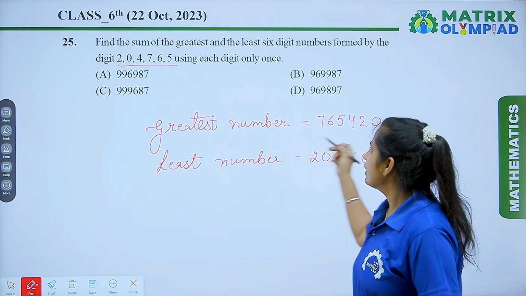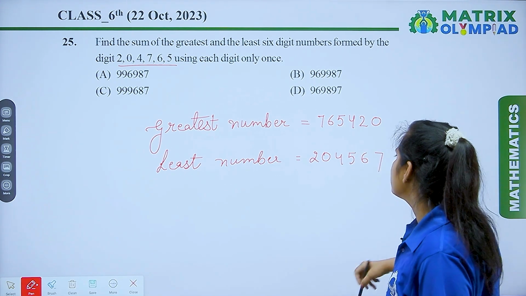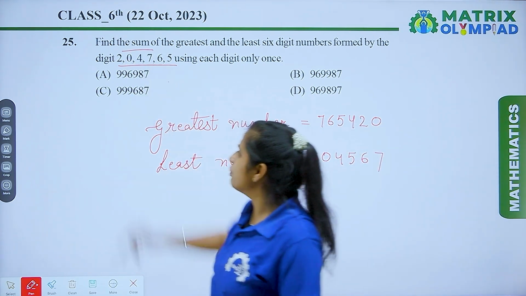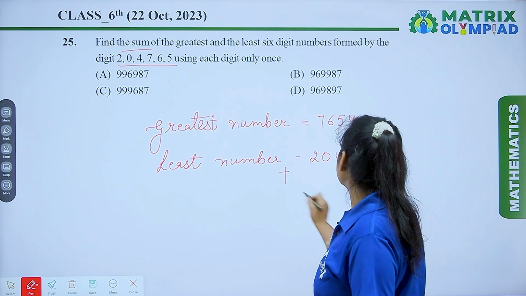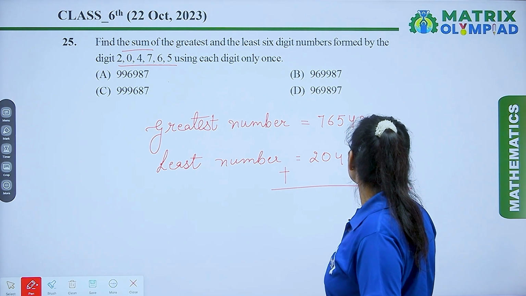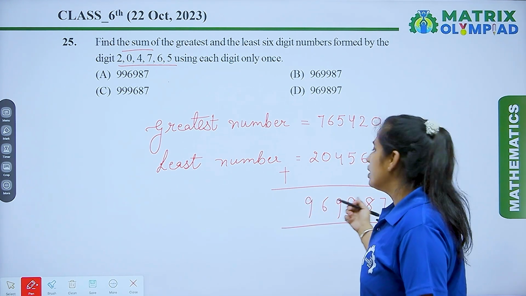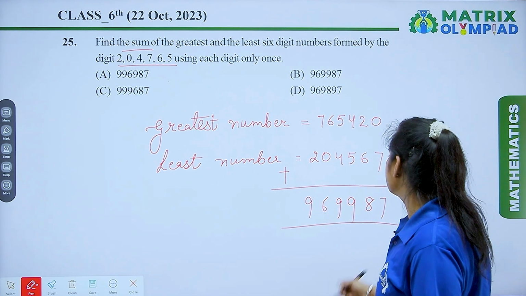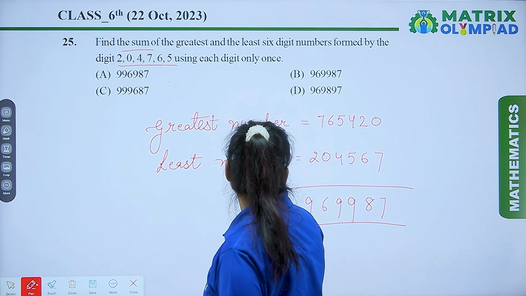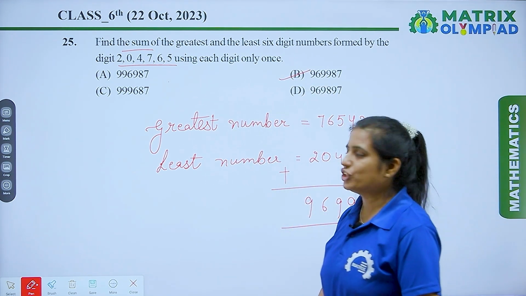So here greatest number is 7,65,420 and the least number is 2,04,567. We have to find out the sum. So we have to add both the numbers and we get 9,69,987. So let's find out which option is the correct one. So here option B is the correct answer for the given question.